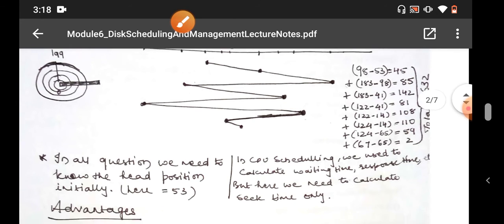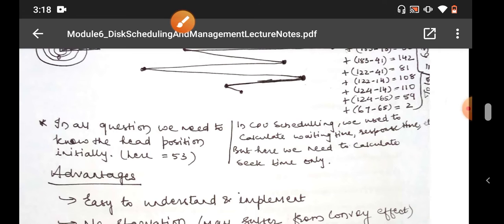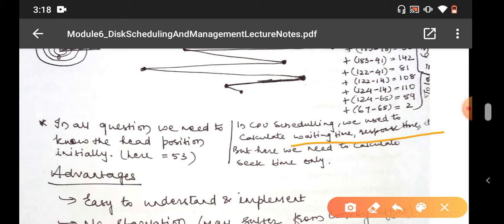Now there is one basic difference between CPU scheduling and disk scheduling. In CPU scheduling, we every time needed to calculate waiting time and response time, and here we need to calculate mainly seek time only. But there are various other parameters which we discussed in the last lecture session on disk structures, like seek time, transfer time, rotational delay, latency, and so on.